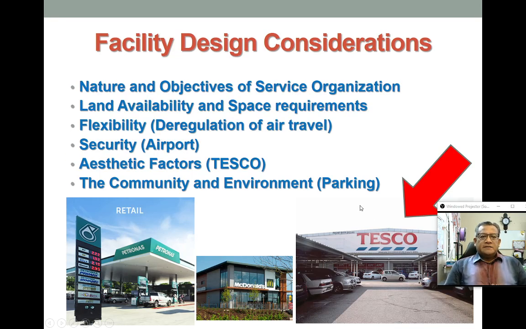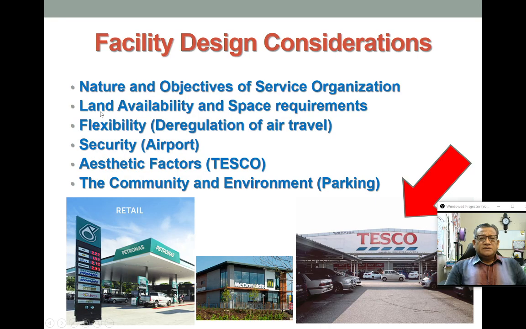The next topic is basically about how to design a facility so that it could be excellent, with good consideration. Normally there are a few elements that you need to consider in designing a facility for shopping or for customers. For example, you have to consider the nature and the objective of the service organization. If you are designing a building for the fire department, or bomba, surely you need to have a big space for the building to cater for the firefighting machines or vehicles. So that's nature and the objective.